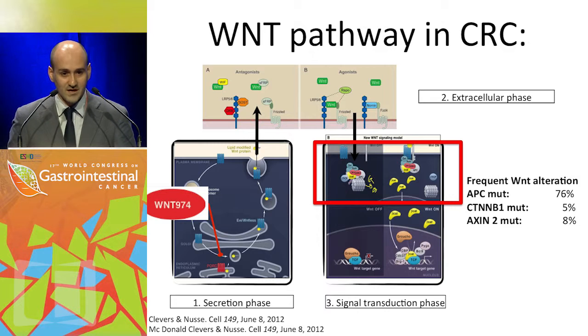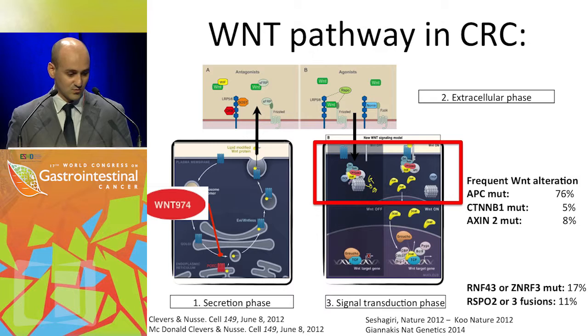The only drug we have currently to interfere with this pathway is the Wnt-974. It's a porcupine inhibitor of Novartis. As we see here, this drug directly blocks porcupine, but given that most molecular alterations in colorectal cancer are here, this drug clearly acts upstream, so there's no room for blocking the Wnt beta-catenin pathway in colorectal cancer.